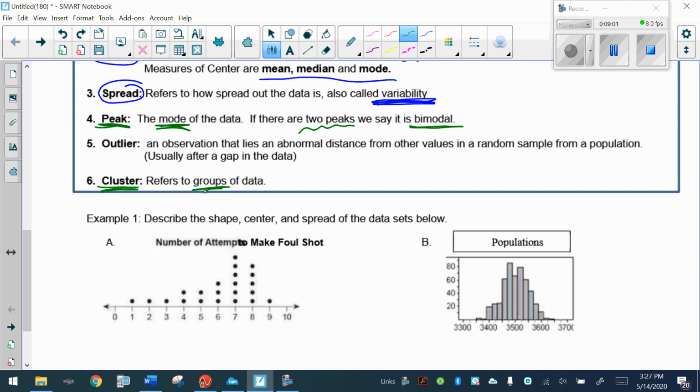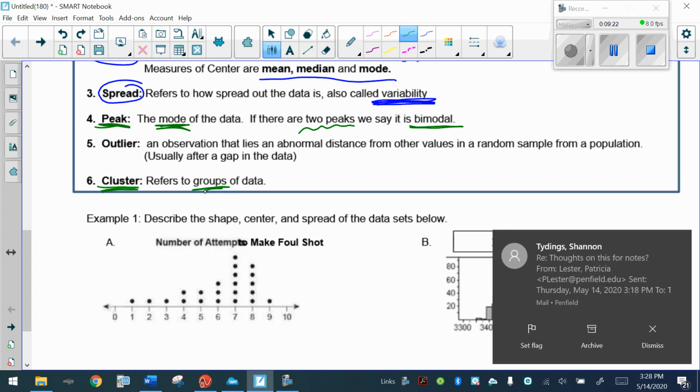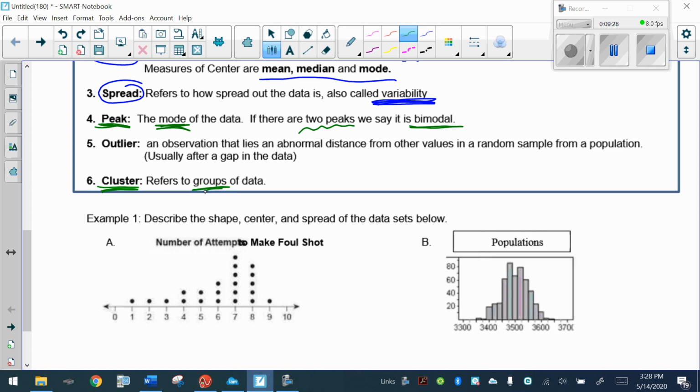All right, so example A and B, we are just going to describe the shape, the center, and spread. And this is very subjective. There's definitely different ways we could interpret this. The shape usually has one correct answer. The center is going to vary a little from student to student, and the same with what a student might say for the spread. So here's what I mean.